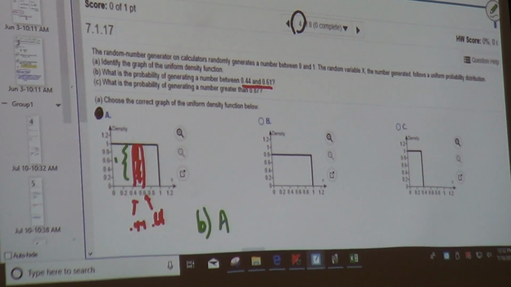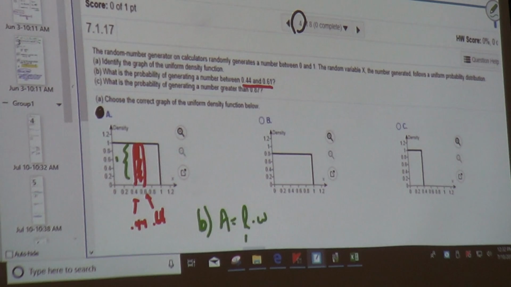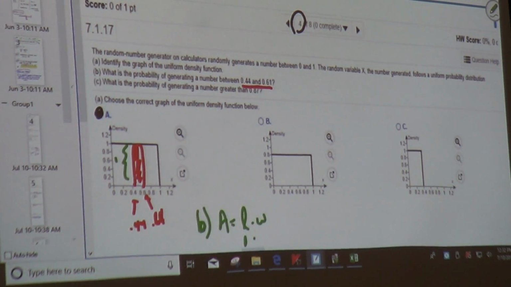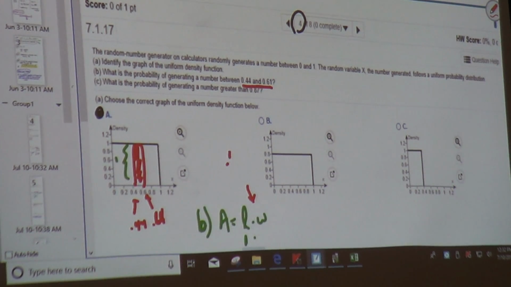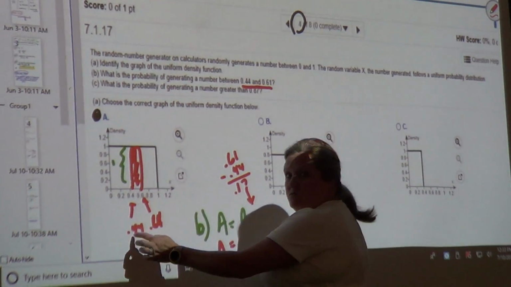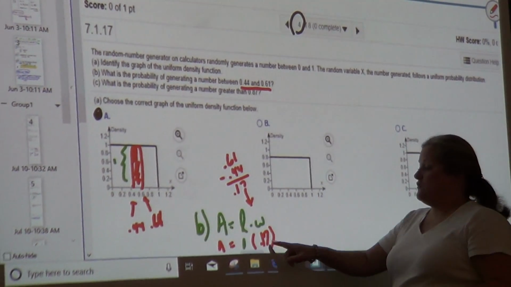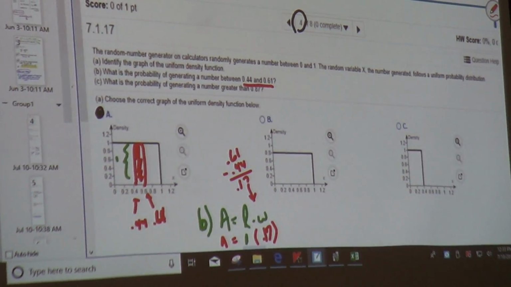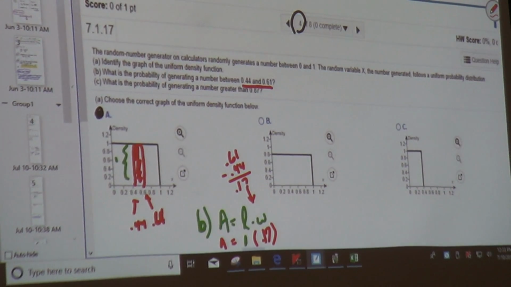So we're going to do area equals length times width. We already know that it's 1 tall. And so to get the width, we're going to do 0.61 minus 0.44. What is that, y'all? 0.17. So my area is going to be the height, which is 1, times the length, which is 0.17, and I just subtracted those two. So for part B, your answer is going to be 1 times 0.17, which is going to be 0.17.